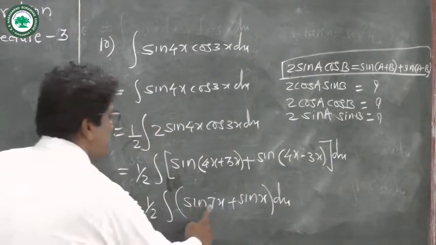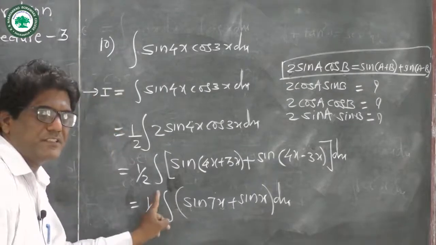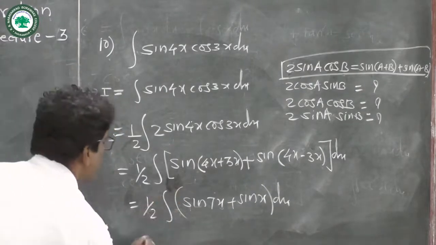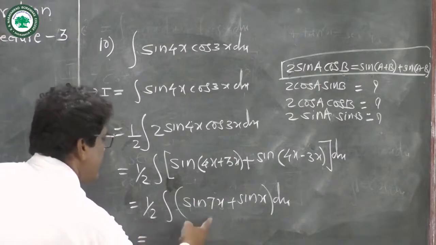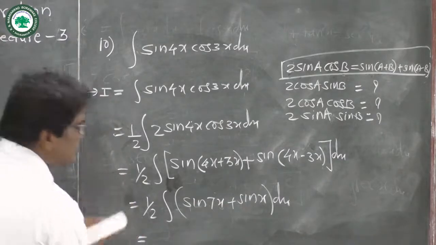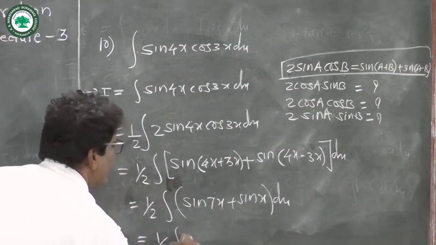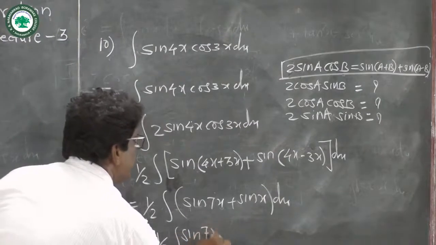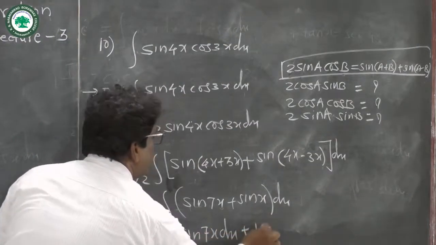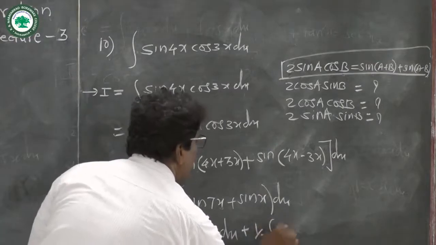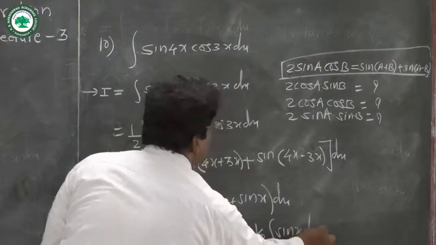Now we integrate separately. Take the separate integration with this 1/2. So it is 1/2 into integration of sin 7x dx plus 1/2 into integration of sin x dx.